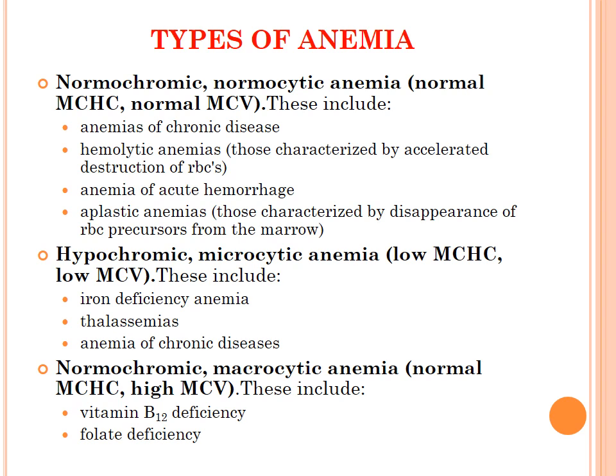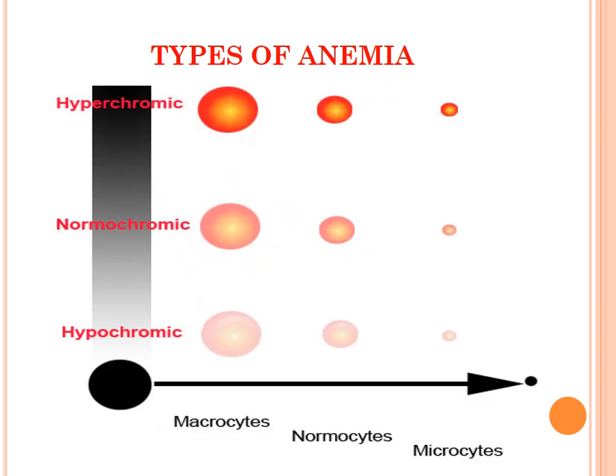Third is normochromic macrocytic anemia. इसमें क्या है? विटामिन B12 deficiency or folate deficiency. You can see from the diagram hyperchromic, normochromic and hypochromic on the basis of shape of the RBC.